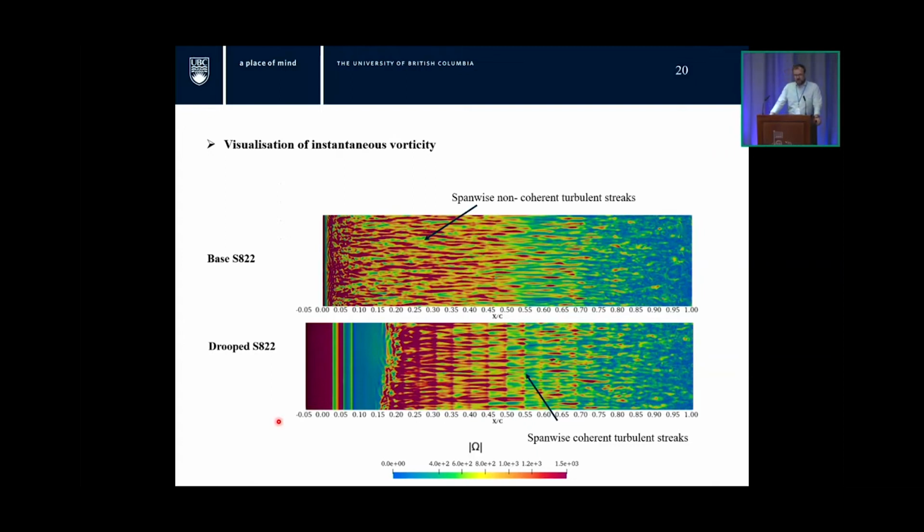And what we see is that in the base airfoil condition, the breakdown to turbulence results in these non-coherent turbulent streaks that are significantly aligned in the chord-wise direction. Those evolve and stretch, and then by around 60 or 70% chord, break down into more small-scale turbulent structures. Whereas on the drooped case, we see a relatively gradual boundary layer separation. So it does occur, it just occurs way more gradually.